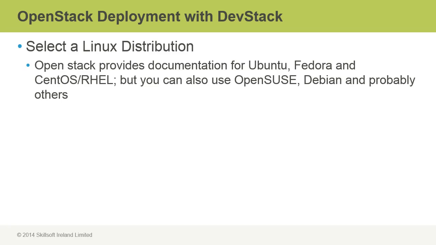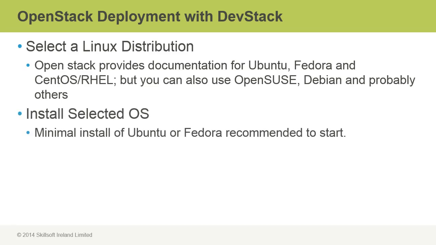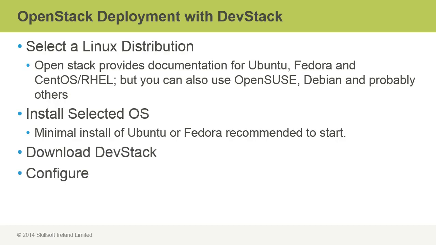Then you would install the selected OS. The recommendation is for a minimal install of Ubuntu or Fedora, at least to start with until you're comfortable with it. Then you download DevStack using Git. They recommend establishing a minimal configuration through the configuration file first, although you can just run the install without pre-configuring it and configure it later.